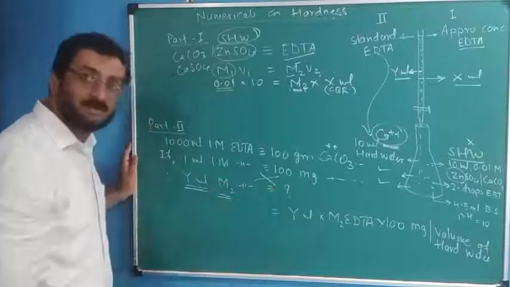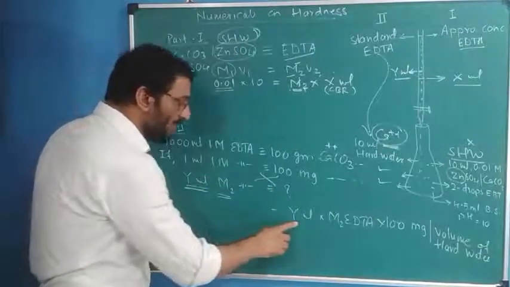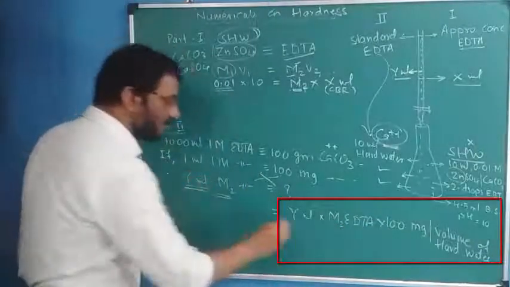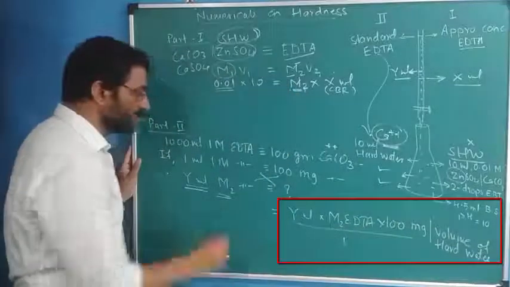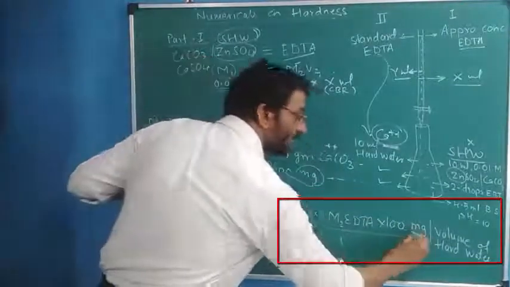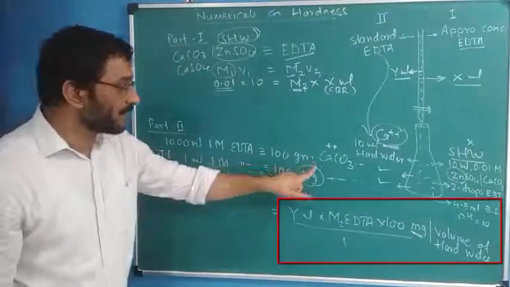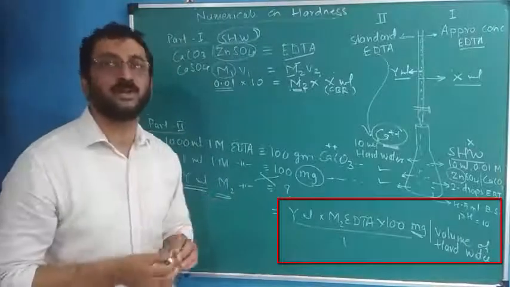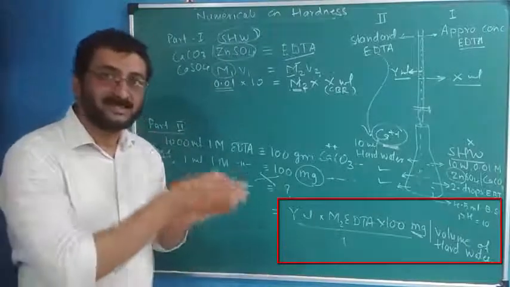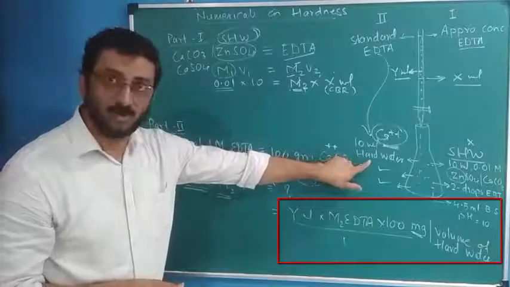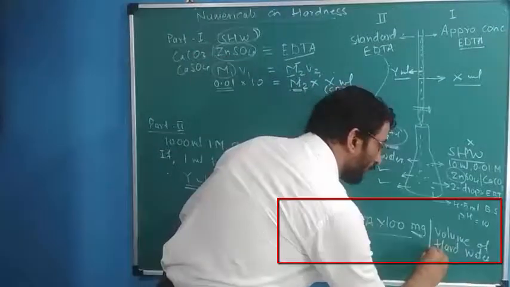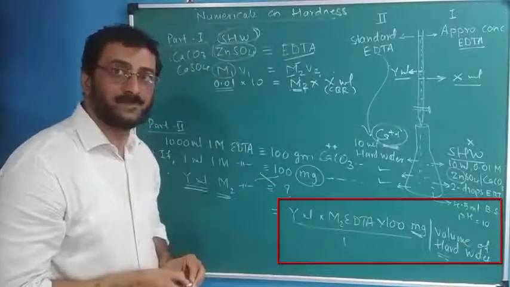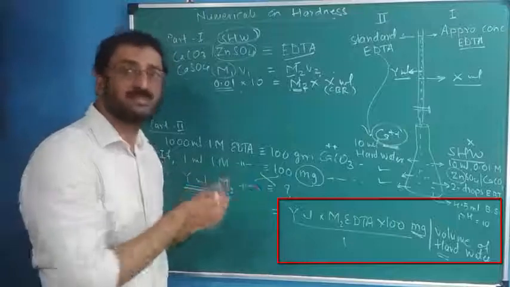It is simple cross multiplication. So Y mL into M2 into 100, divided by 1. This is in milligrams. Already we have converted gram to milligram. So these many milligrams of CaCO3 equivalent hardness is there in the water sample, for the volume of hard water you have used in the experiment.